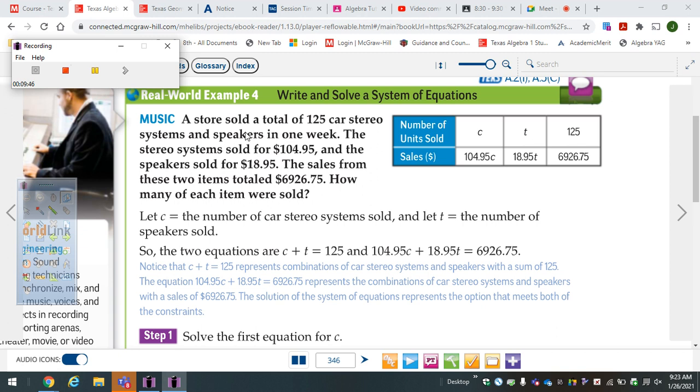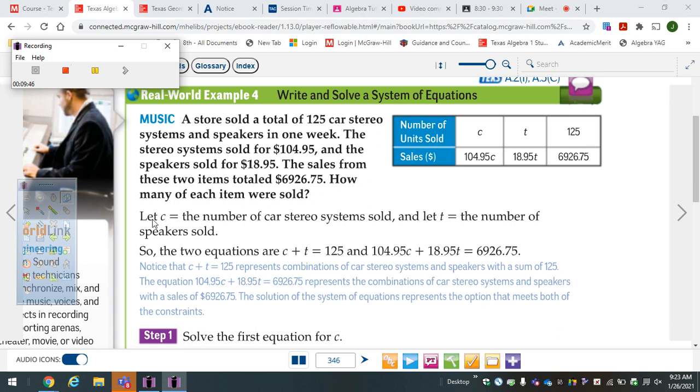So a store sold a total, and what does total mean? To add them up. A total of 125 car stereo systems and speakers in 1 week. So can you see how that goes? Two things. x plus y equals 125. If you have stereo systems, you can name it as x.